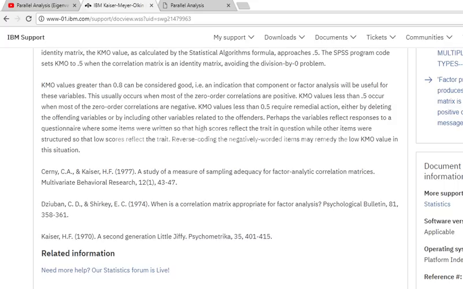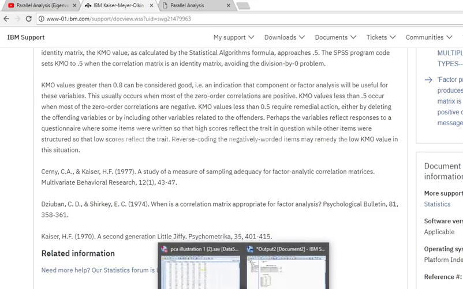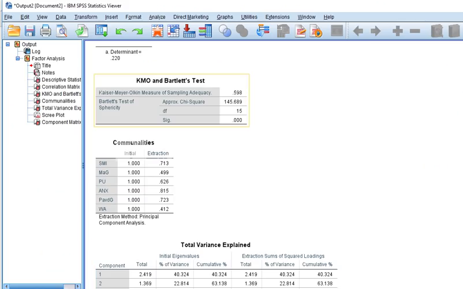So in our analysis right here, we see that the KMO value is falling pretty much at 0.6, maybe a whisper below. So it's not really an ideal situation.